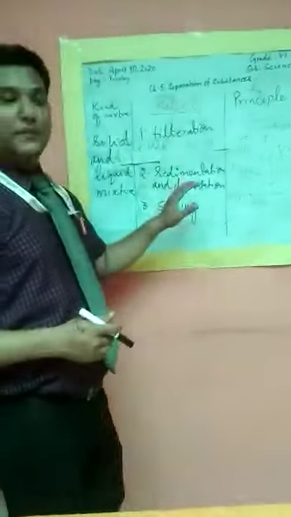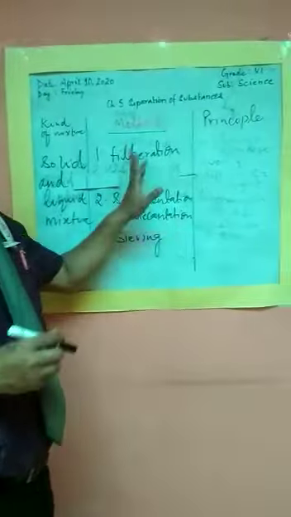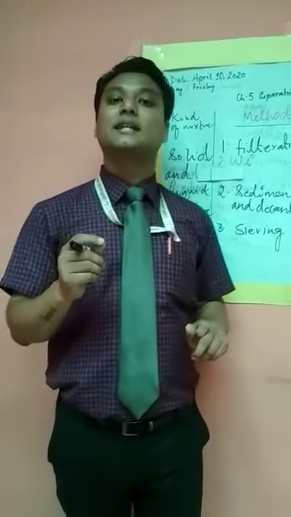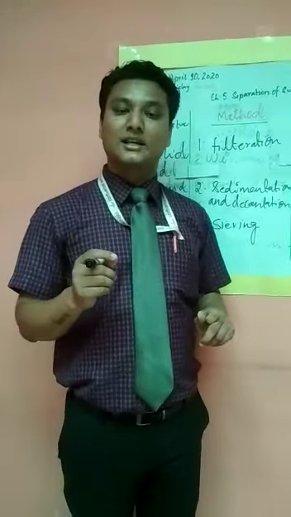Now what is the principle here? For filtration, the principle is that particles of very minute size can pass through a filter paper. And the particles which are not of minute size, which are bigger than the filter paper pores, remain on the filter paper. So the principle is simple: difference in the size of the particles of the components of a mixture. So for filtration, the difference in the size of the components of a mixture.